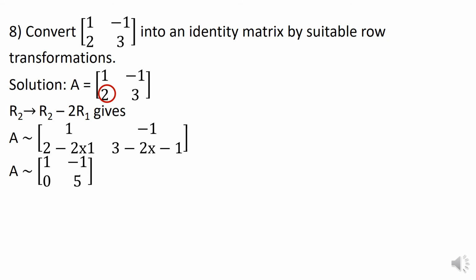The next step, we have to convert this 5 into 1. Now 5 will become 1 when we divide 5 by 5. Thus we do R2 into 1 upon 5. So 0 upon 5 remains 0, it doesn't change, but 5 becomes 1, like this.